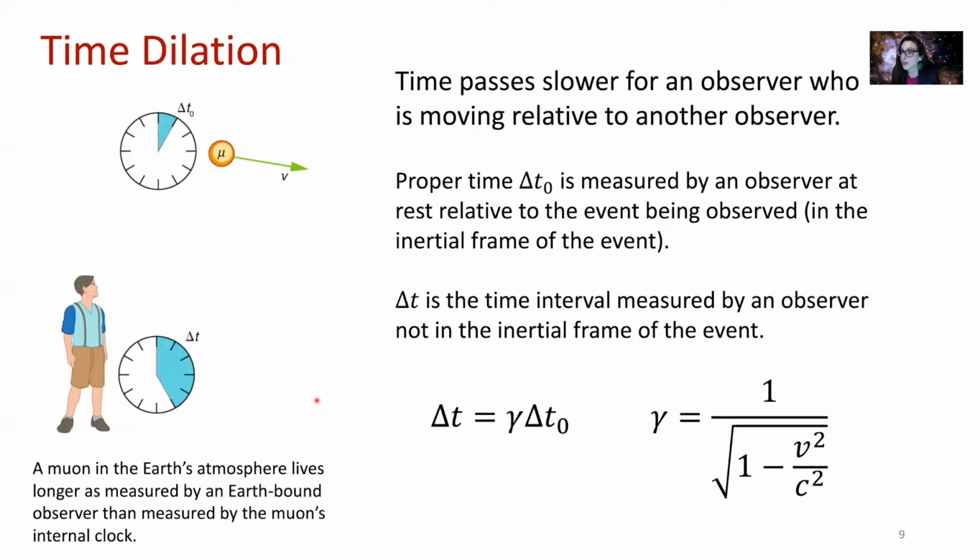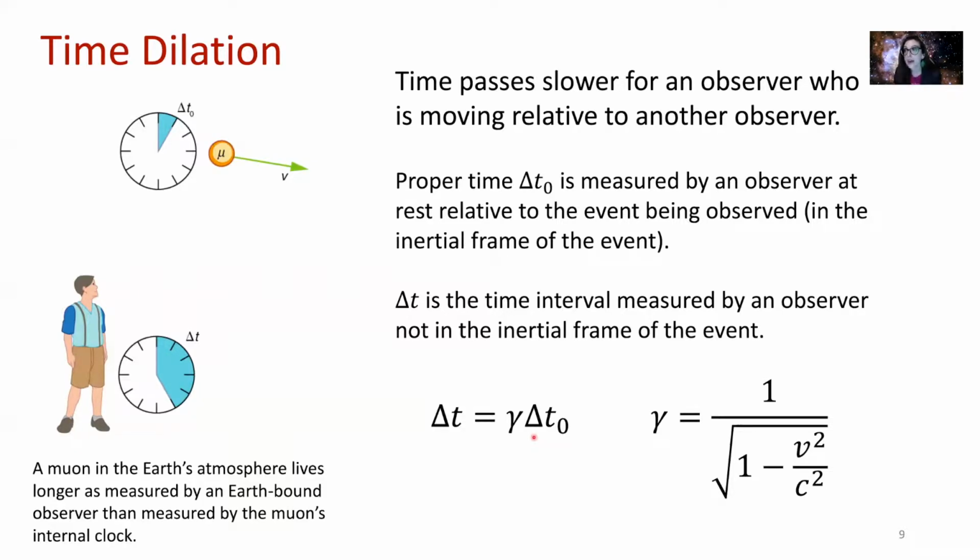Let's recap time dilation. Under special relativity, time passes slower for an observer who is moving relative to another observer. If delta t naught is our proper time interval, and delta t is the time interval measured by an observer not in the inertial frame of reference, then the time interval delta t is equal to gamma times the proper time, delta t naught.